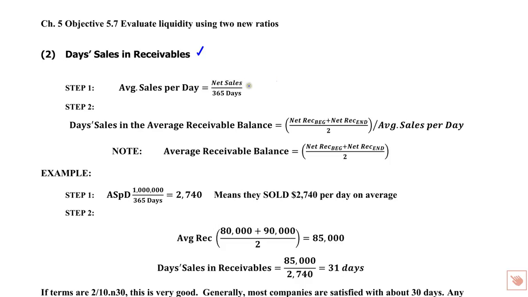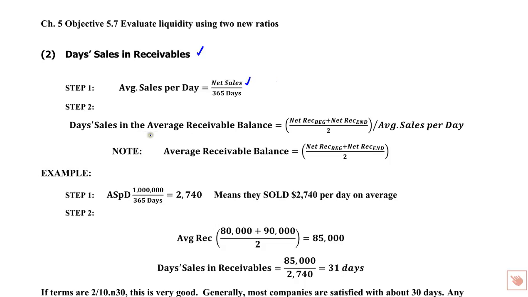The first thing you have to do is get the average sales per day, which is also called day sales. You take your net sales, which is sales less discounts and allowances, and divide by 365. So if you have your total sales for the year, divide by the number of days of the year, that tells you on average how much you're selling per day.